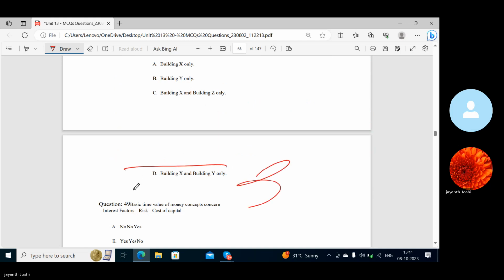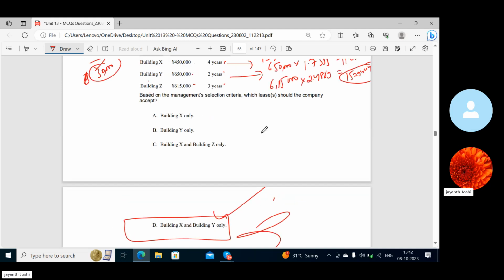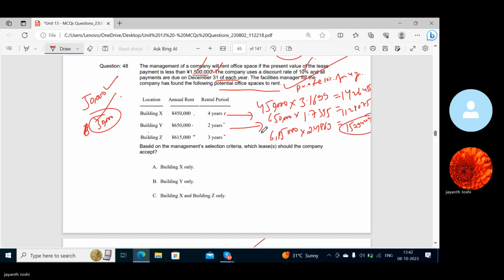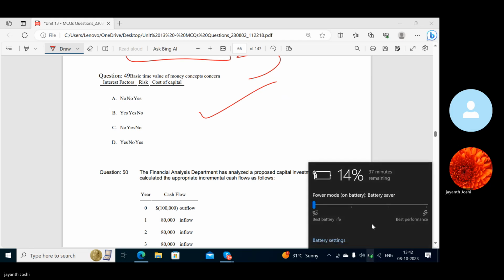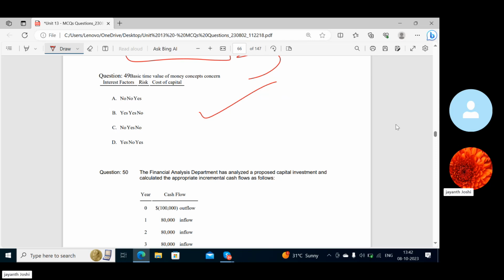Okay. Shall we move forward? Want to copy? Yes. Next question. Basic time value of money. Just give me a second. You carry on, Samrin. I'll just shift to some place because there's no battery.